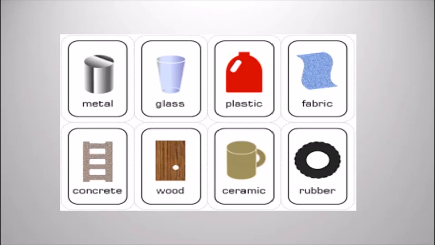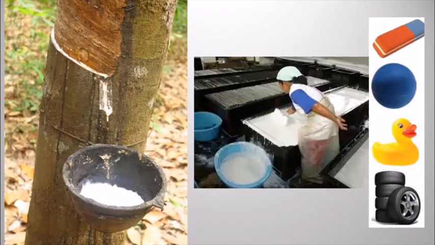They can be made up of glass, metal, plastic, fabric, rubber, wood, etc. And according to our need, we change the form, we change the shape of these substances. Now the next substance is rubber. We use many types of rubber. Different materials are made from rubber, like we make erasers, rubber balls, rubber toys, even the wheels of the car or the vehicles are made up of rubber.